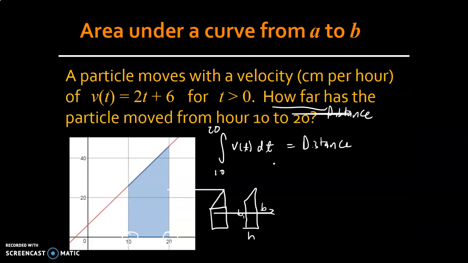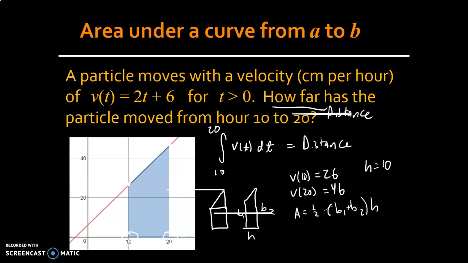So let's work this one out real quick. And again, this is where you're going to want to plug in your t values. So v of 10, this point right here, 20 plus 6 would be 26. v of 20, this point up here, would be 40 plus 6 is 46. So if I'm going to use the trapezoid formula, since we haven't done that one yet, 1/2 times b1 plus b2 times the height. In this case, the height is in between those two, so my height would be 10. These y values, the 26 and the 46, essentially become my bases. So the area would be 1/2 times 26 plus 46 times the height, which is 10.